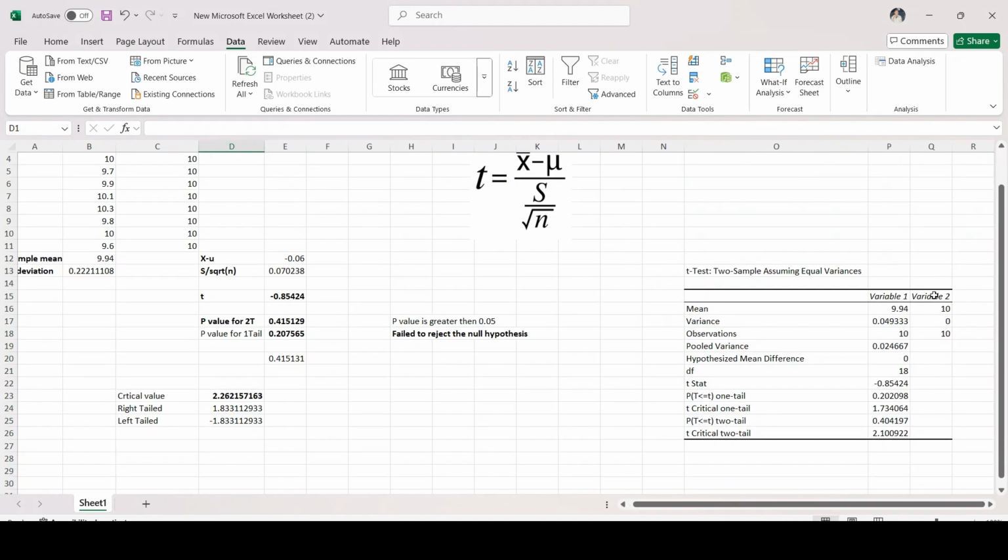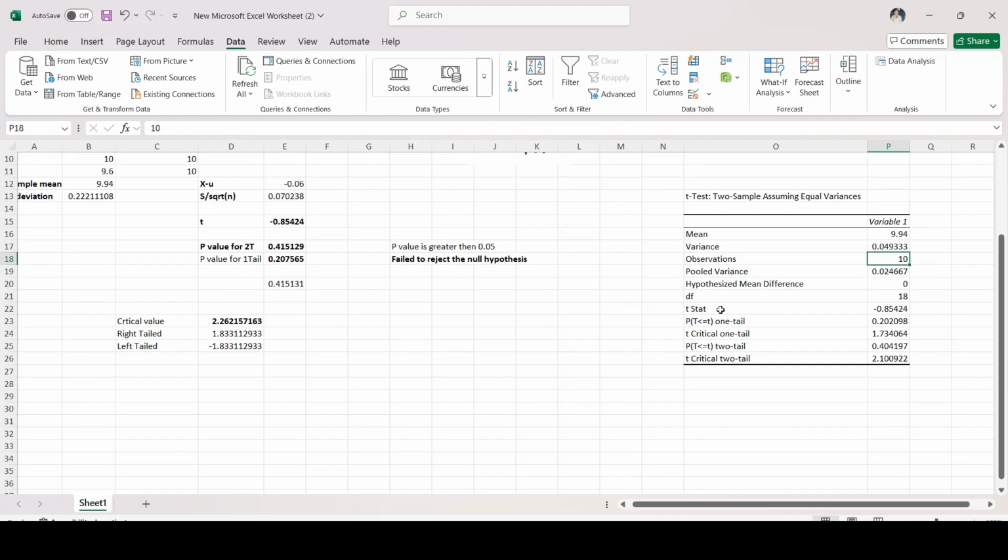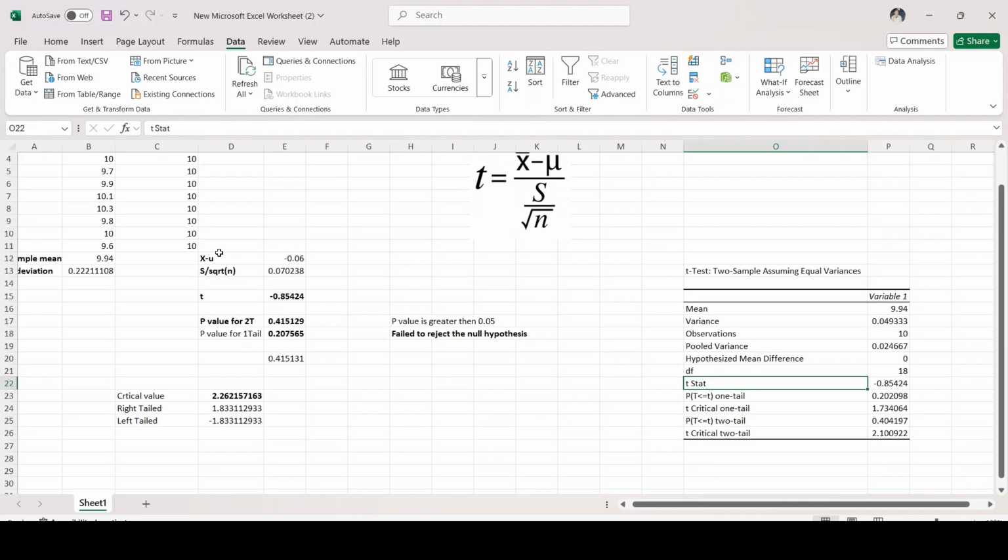Okay, so here the variable 2, that was the totally dummy. So if we delete it, there will be no effect, right? Now we can see that the mean is 9.94, the same mean that we have found, right? And the observation, that is the sample size, is 10. So here we just see what the t value is, right? What we have found by the formula, the t value, that was minus 0.85. So here the t value is also the same.